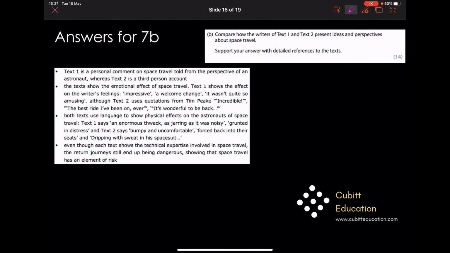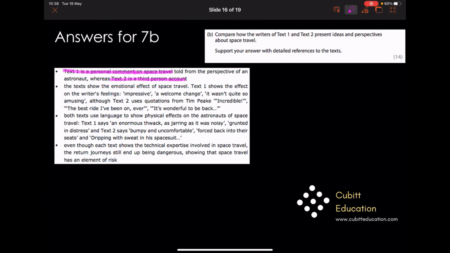Okay. Another answer you could have had was text 1 is a personal comment on space travel, told from the perspective of an astronaut, whereas text 2 is a third-person account. Now, again, that's not got any evidence from the text to support that, so you'd probably only get 1 mark for that sentence, which is fine. However, you want to make sure that you are trying to give as much evidence as possible to get your full marks. So if you wanted to add evidence for that, then obviously you should.